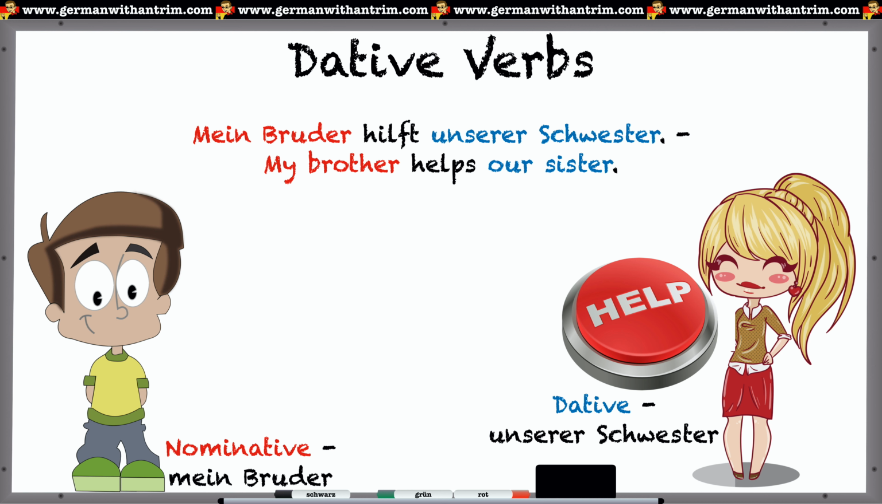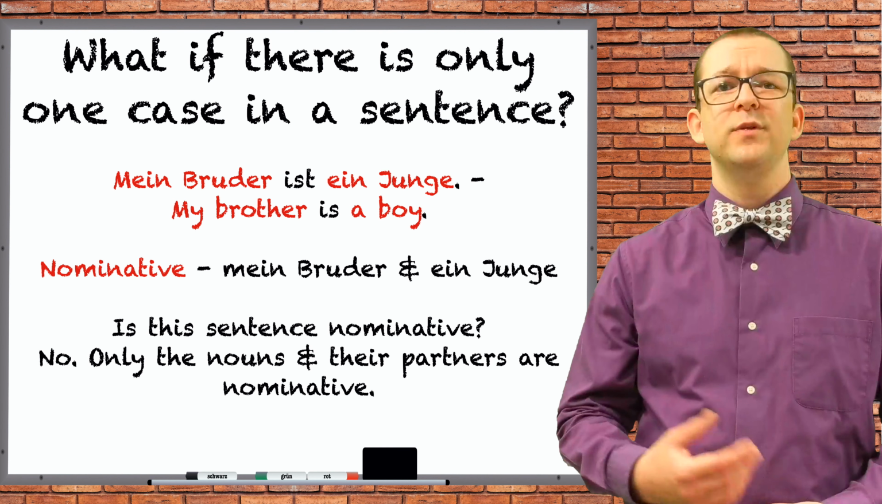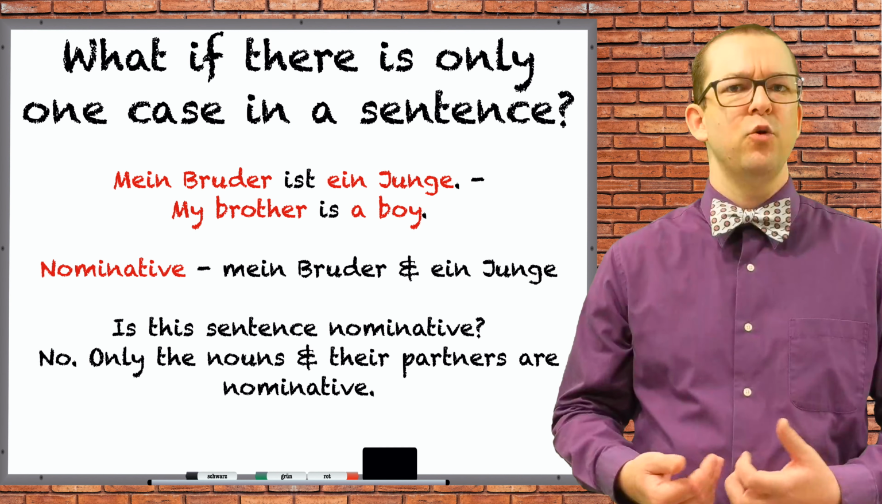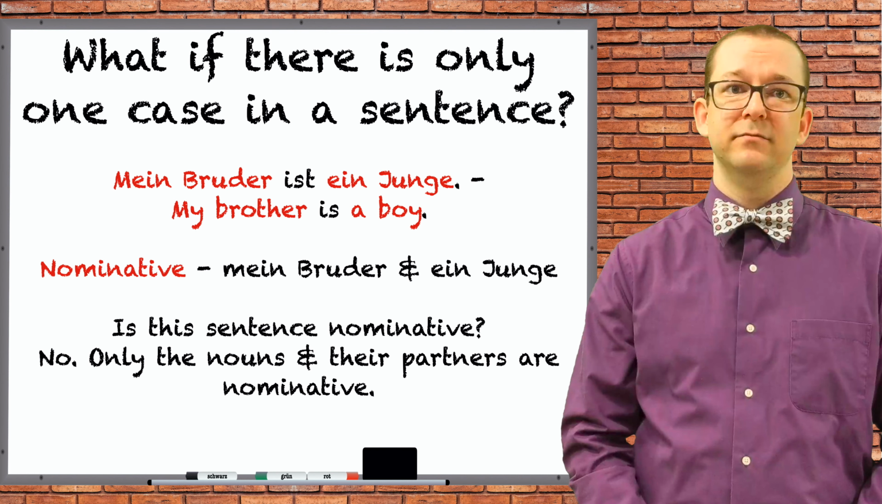Again, we have more than one case in this sentence, which means we couldn't possibly say that the entire sentence is one case or another. Nouns and their partners within the sentence are used in the nominative and dative cases. That's all. What about sentences that don't have more than one case? Like the ones with sein, the verb is often used with what we call a predicate nominative, so called because the thing is behind the verb, the predicate, and is also nominative.